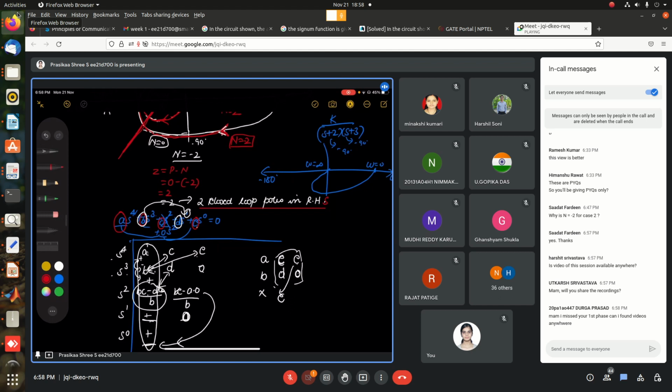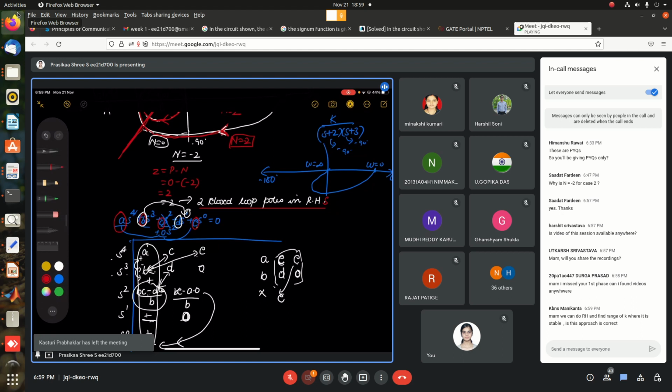That means poles in the right half of the S-plane will lead to instability. Okay, I denoted P here, sorry for that. It should not be P. It should be Z. Z is what we need to see for stability when it comes to the Nyquist plot. P is the number of open loop poles. Z is nothing but the number of closed loop poles which are in the right half of the S-plane.